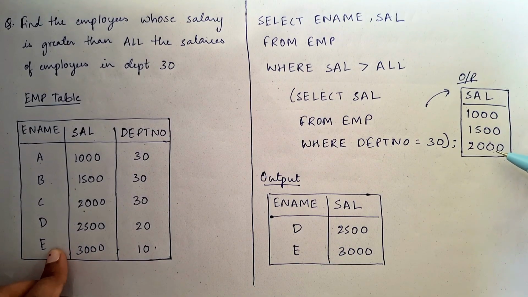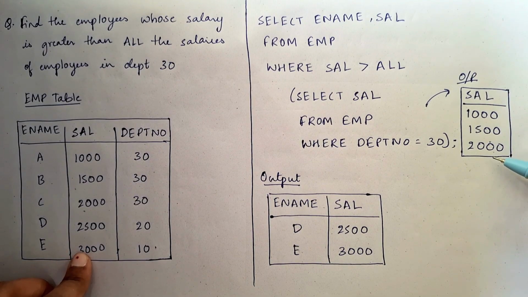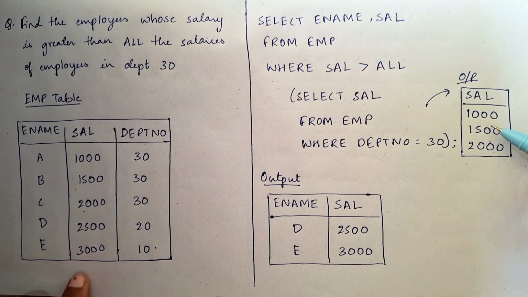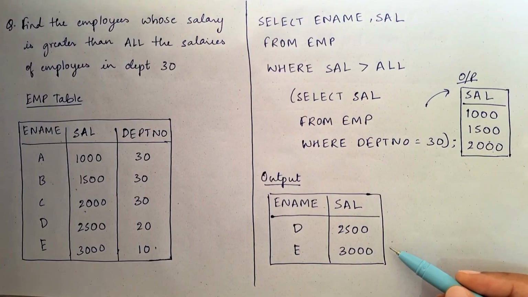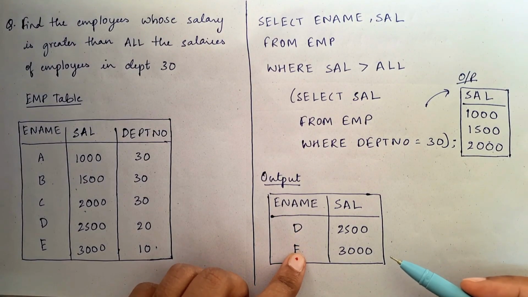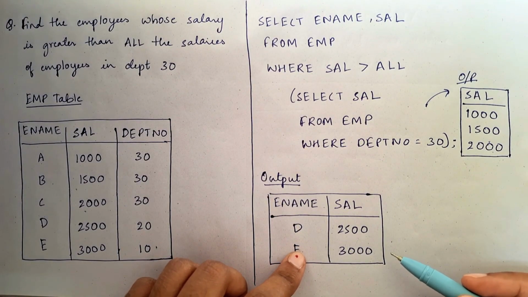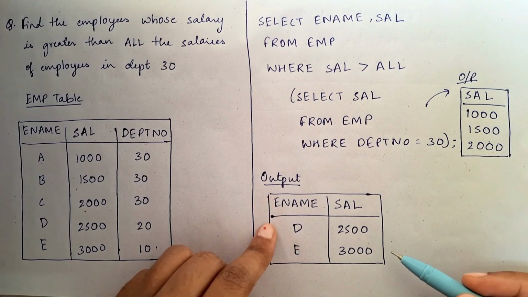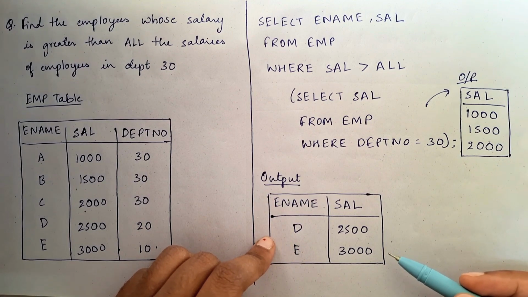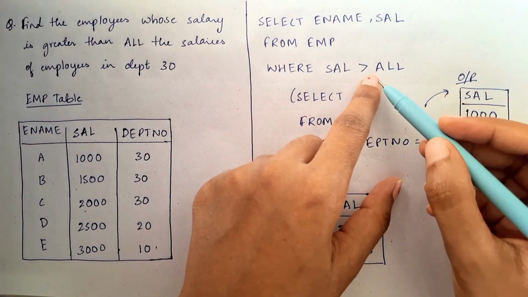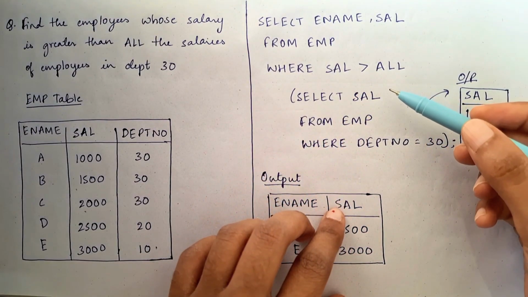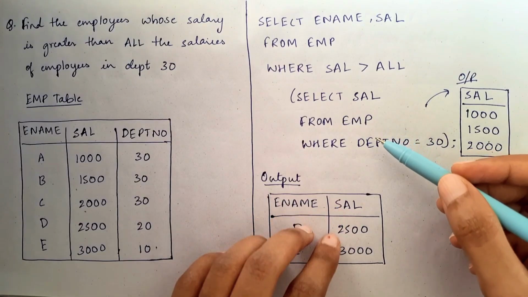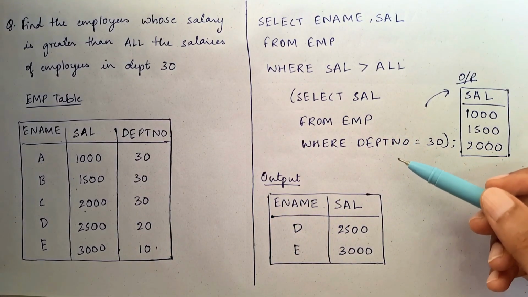Next, employee E, the salary is 3000, which is also greater than 1000, 1500 and 2000. So it will be also displayed in the output table. So this is the final output, guys, where the employees which satisfy the condition will be displayed. So we can say that when we use greater than all, it means the value should be greater than the highest value in the subquery. So guys, this is how the all operator works.